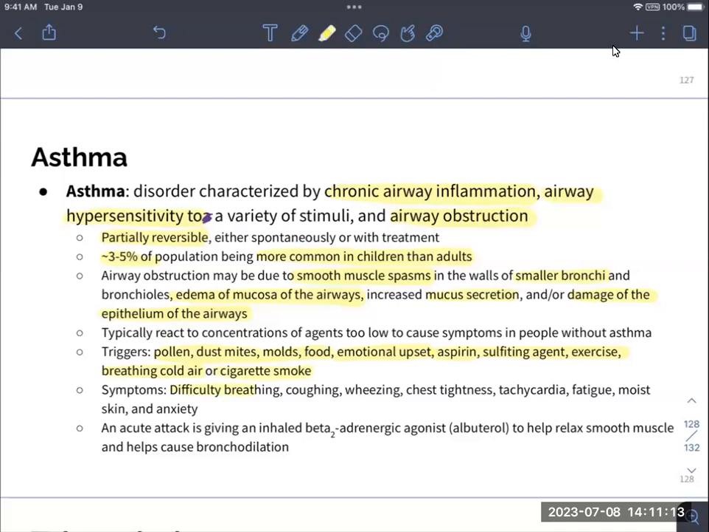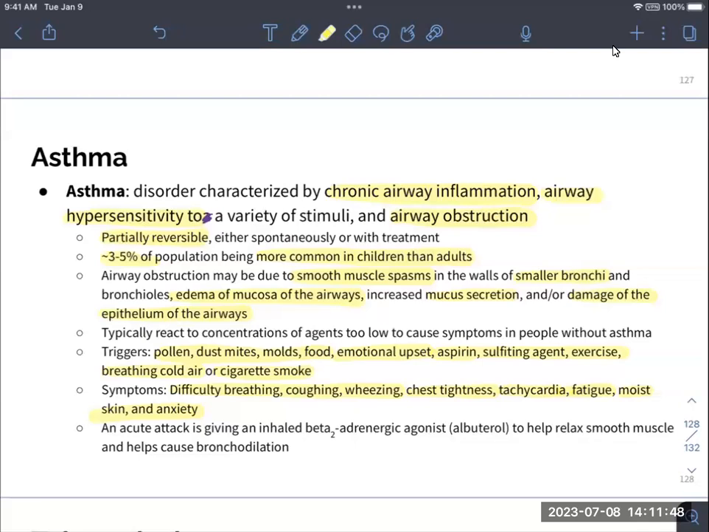These people may have difficulty breathing, coughing, wheezing. They may feel chest tightness. They may feel like something's putting pressure down on their chest at all times, which leads to tachycardia, that increased heart rate. Because you're always having problems breathing, trying to get enough oxygen in, you're not getting enough oxygen, you're tired. Could have moist skin. It can give people anxiety because they're really struggling to breathe, which can trigger anxiety, which triggers harder breathing. It's kind of a catch-22 with those.